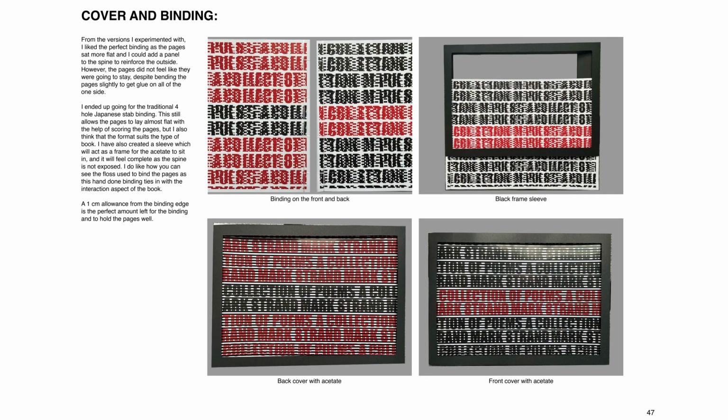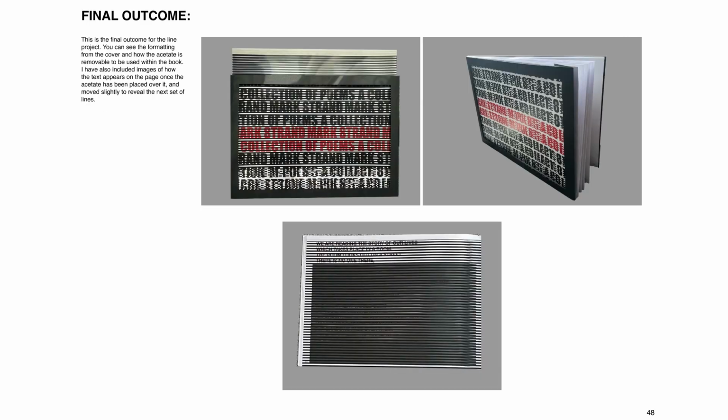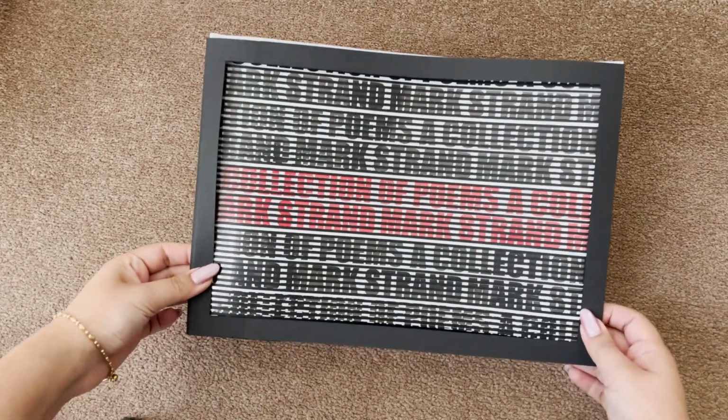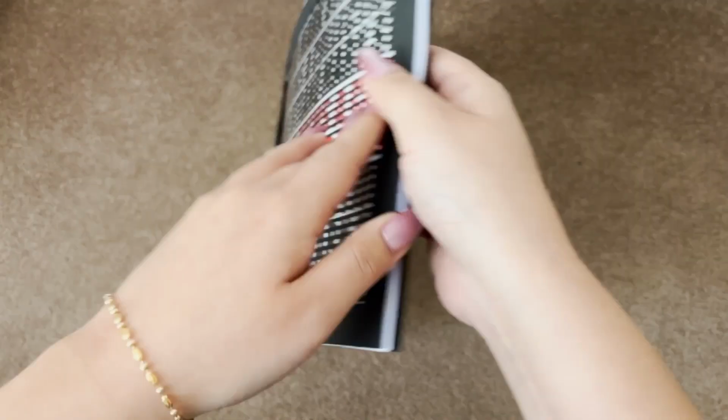This is the final binding of the book, along with the acetate showing the front and back cover. I have included some pictures of the final printed book and stills of the acetate overlaying the poem. I will now play the video of the book, showcasing the pages inside of it.